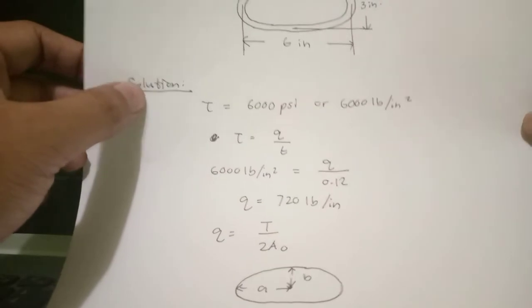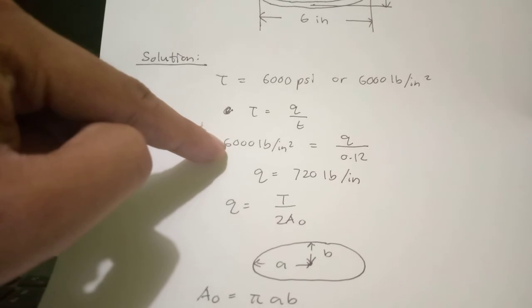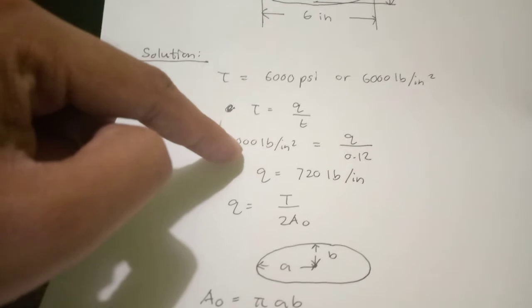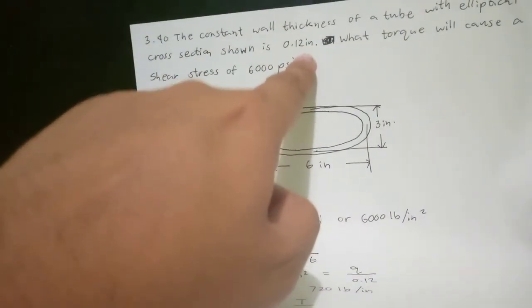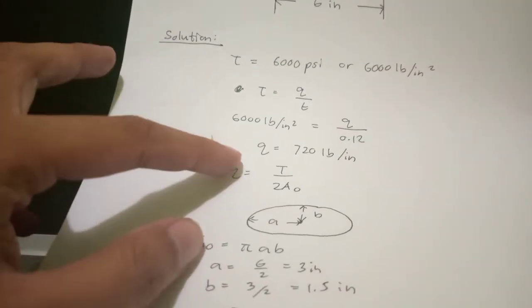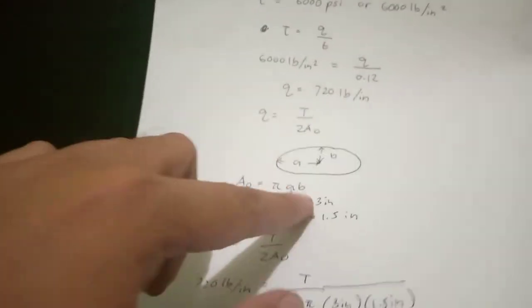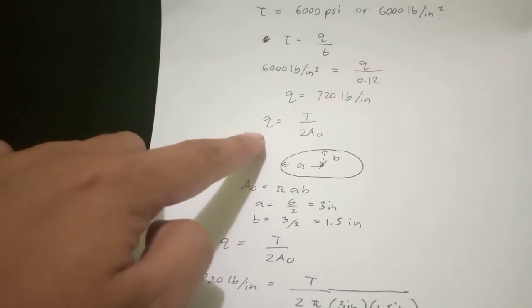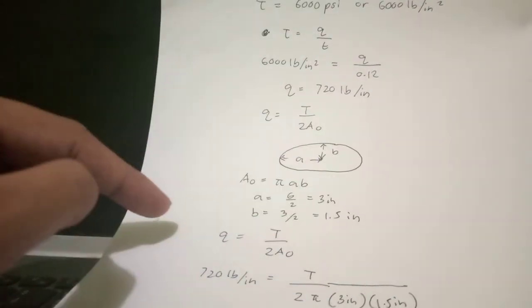By using that, we could compute the value of the shear flow. 6,000 pounds per square inch is equivalent to q over 0.12 inch, which is the thickness. So from that, we computed q as 720 pounds per inch. And we all have that formula for q also, which is equivalent to the torque divided by twice the area.